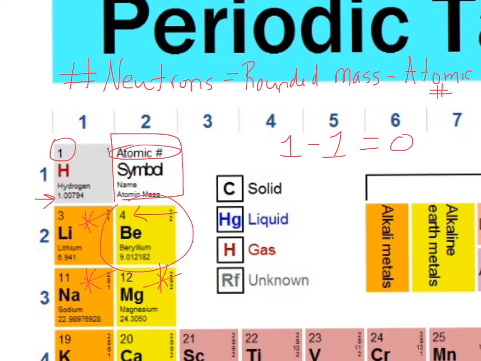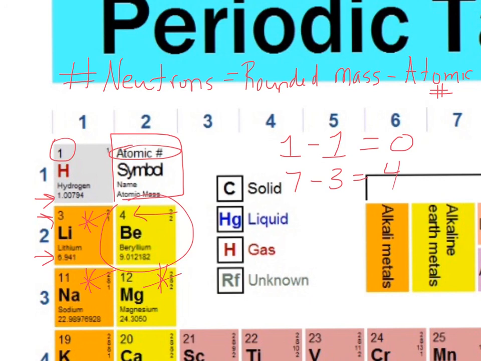See if you can do this for lithium. How many neutrons do you think lithium has? You can pause. Okay, if you did this properly, you should have found that lithium has 4 neutrons. Here's how you get that. Take this atomic mass, hopefully you could see that that's a 6.941, round that to a 7, subtract the 3, and ta-da, 4 neutrons. It really doesn't get any easier than this.